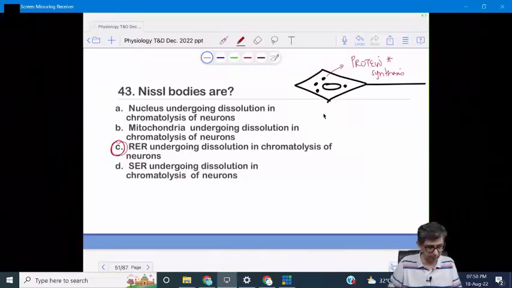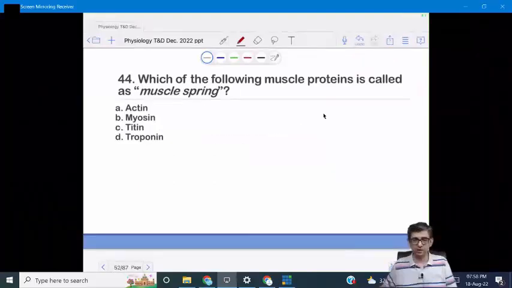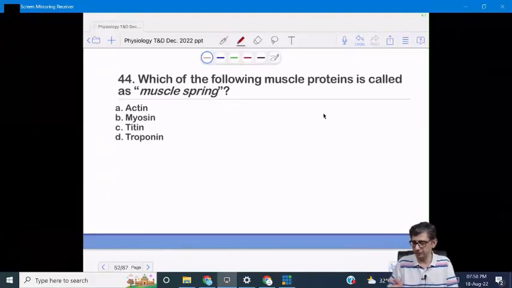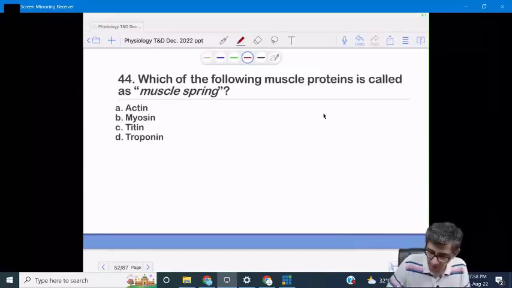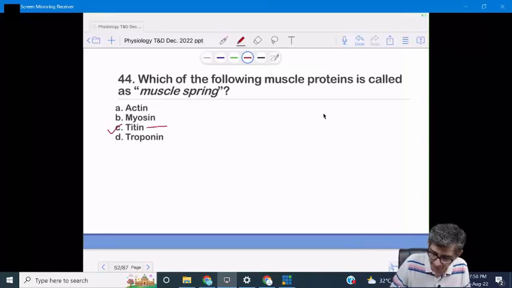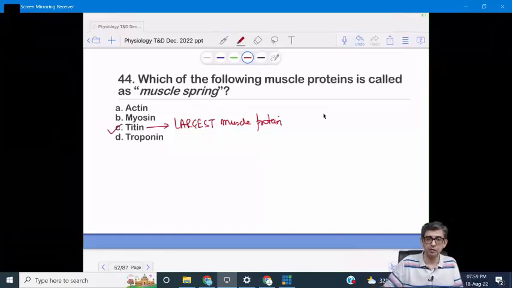Okay, let's move to 44. Which of the following muscle proteins is called the muscle spring? And the hint is that this would also be the largest muscle protein. The question may say, which of the following is the largest muscle protein? Yes. The answer is titin, not tintin, but titin. The largest muscle protein is titin, and this is also called the muscle spring.